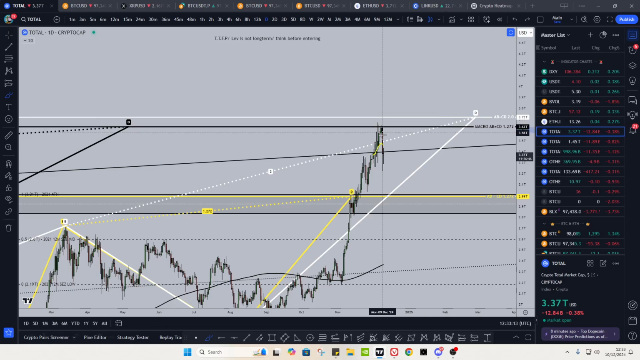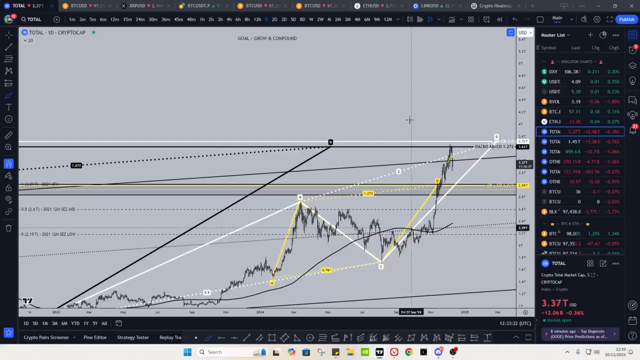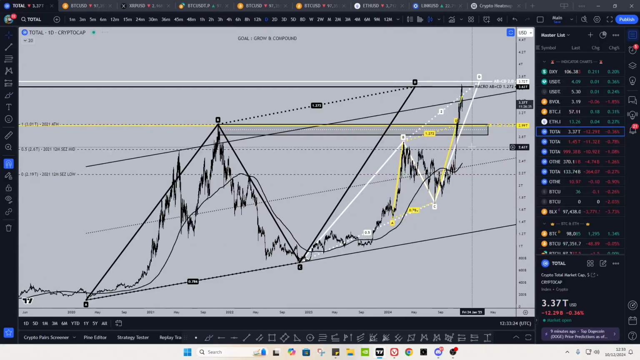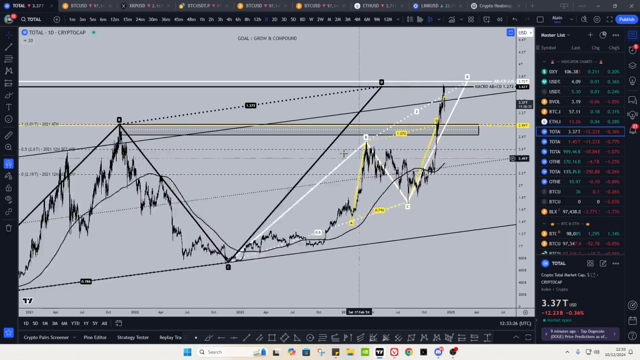Buyers got absorbed, therefore you had a flush down. You just took out some liquidity, internally speaking, right? We have a high target at 3.72 trillion still. Apart from that, I don't see any other targets. So after this, you're just going to have to use your fib extensions and that's it. In terms of wave structure, I don't see any targets after this, right?